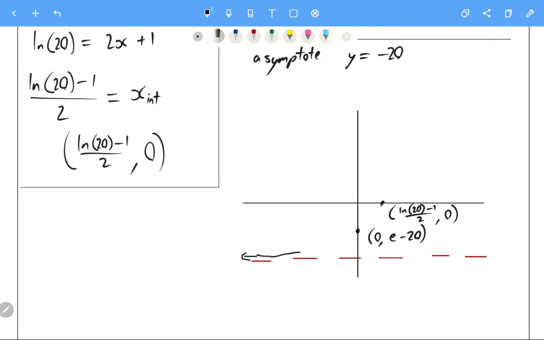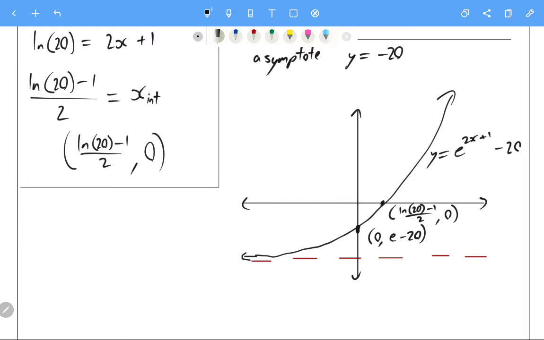Alrighty, let's finish in our sketch. Oh my goodness. My lines only ever get worse in this, do they not? Alrighty, there we go. There's my beautiful sketch. Finish off with a few things. Alrighty, so that is my function: y is equal to e to the 2x plus 1 minus 20.